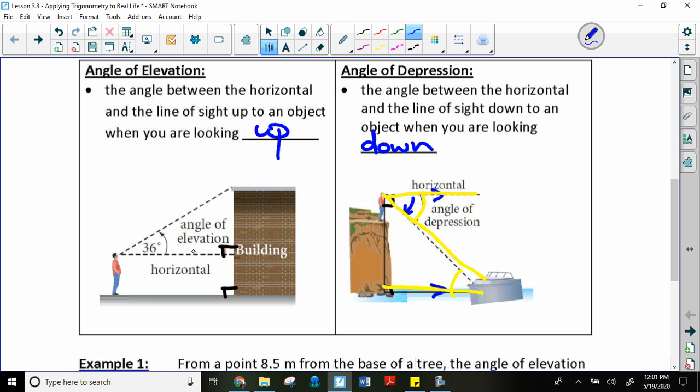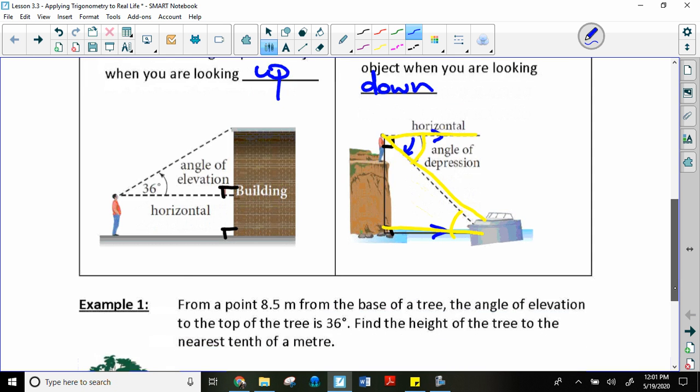Our angle of elevation is the angle right inside of the triangle that we need to use. And then our angle of depression, the angle is outside the triangle we need to use. So we have to use the Z pattern and put that angle down here. And we'll do it in an example, don't worry.